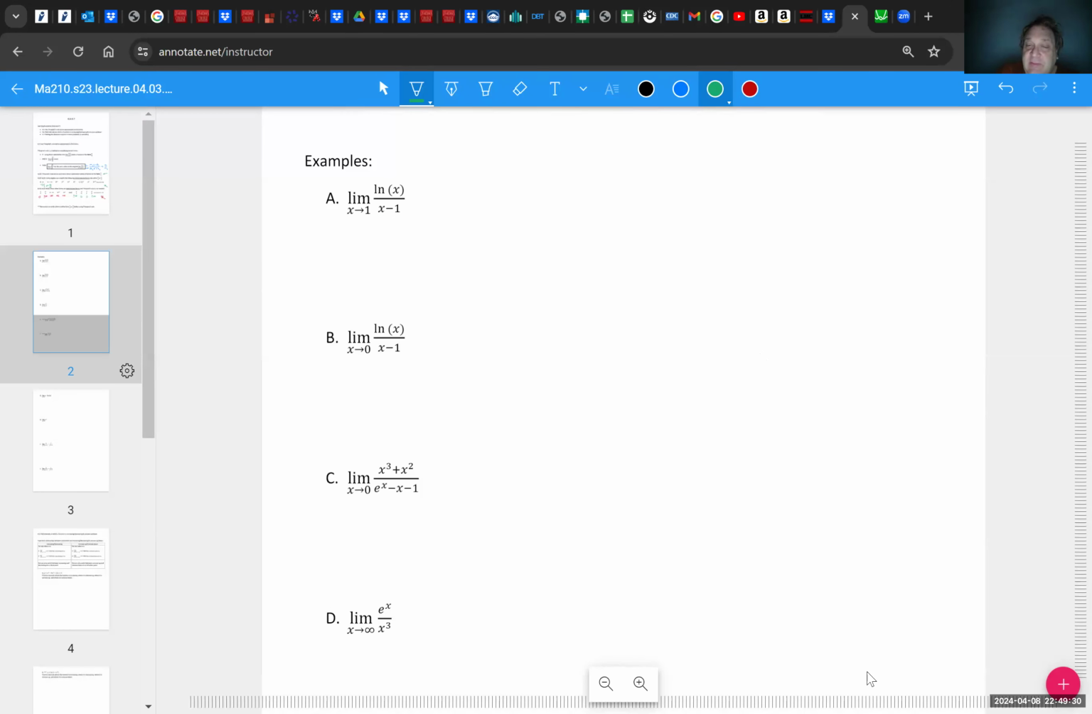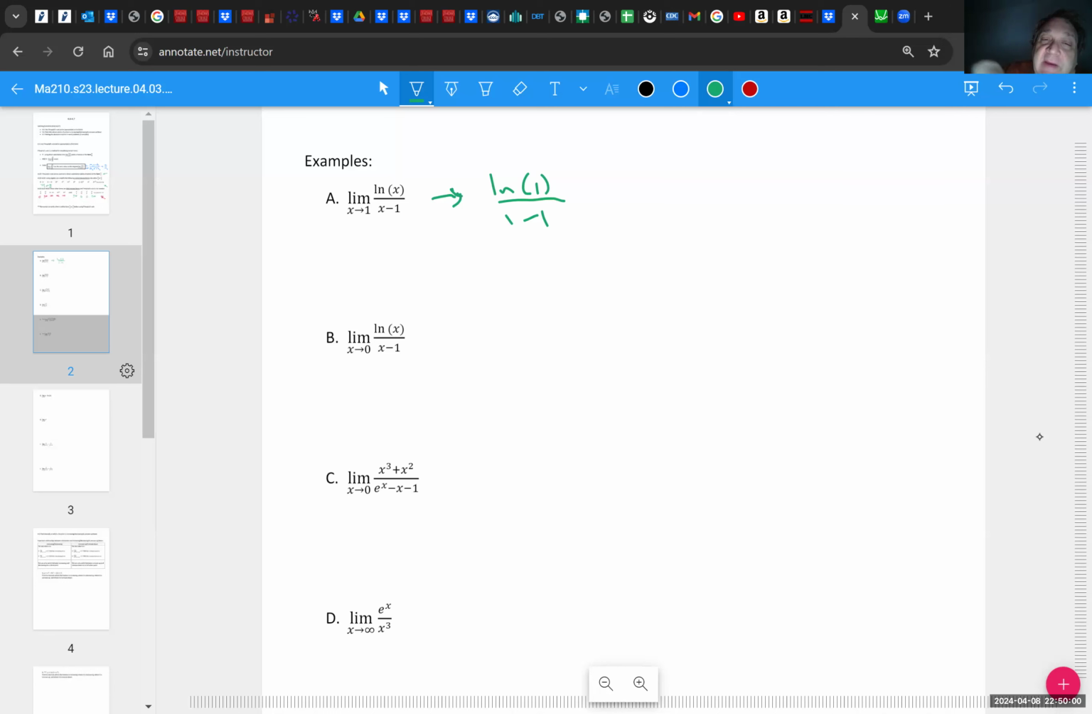All right, so I'll just start off with some examples here. Example A, I have the limit as x approaches 1 of ln x divided by x minus 1, so a function divided by a function. And the immediate thing I try is direct substitution. So I'm going to see what this is equal to. This becomes ln of 1 divided by 1 minus 1, just by substituting x directly into that expression.